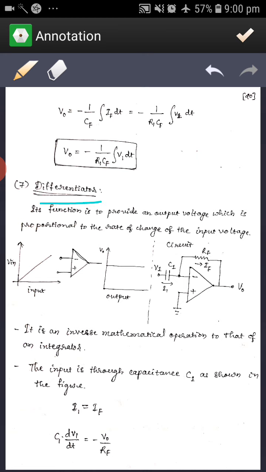Similarly, the op amp will act as a differentiator, which is exactly the opposite of the integrator. Here the RC components are reversed: on the input side we use a capacitor, and as feedback we use a resistance. In a similar manner, I1 is equal to IF. I1 is nothing but C1 into the derivative of the input voltage V1 with respect to time, and IF is equal to minus V0 by RF.